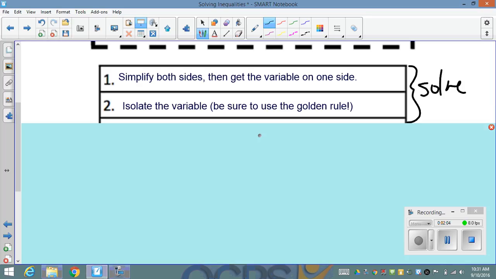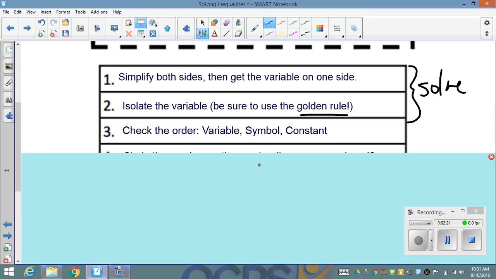Now make sure to use the golden rule. Anytime you multiply or divide by a negative number, you need to flip the inequality sign. So a less than will become a greater than, and a greater than will become a less than.